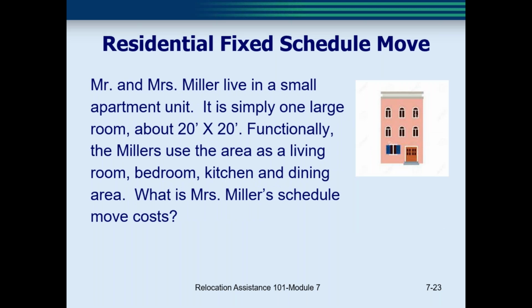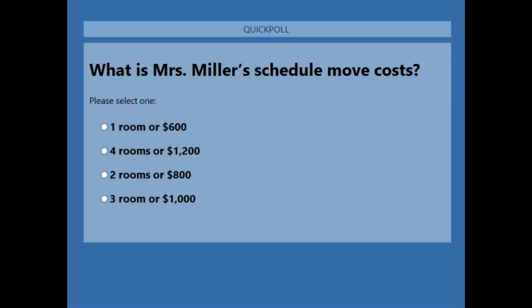Mr. and Mrs. Miller live in a small apartment unit. It is simply 1 large room, about 20 by 20. Functionally, the Millers use the area as a living room, bedroom, kitchen, and dining room. What is Mr. Miller's schedule move cost? And when you're picking this, keep in mind that different agents could pick different scenarios, depending on how much he has in there, how the rooms are divided up, or if he thinks they're one big room.